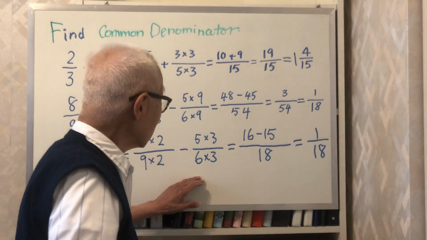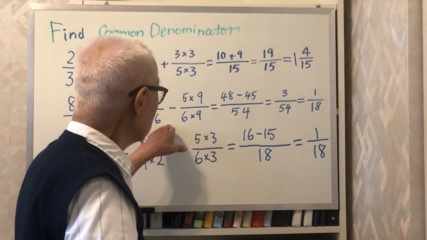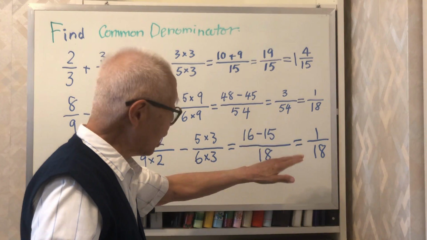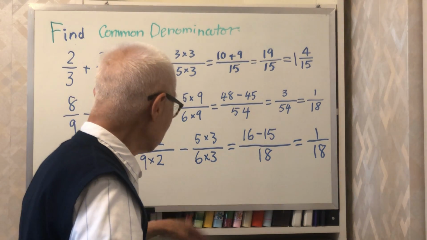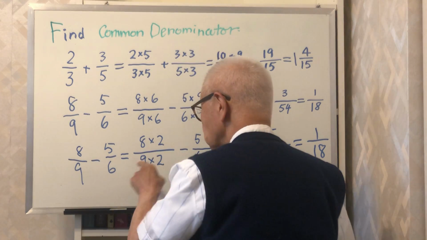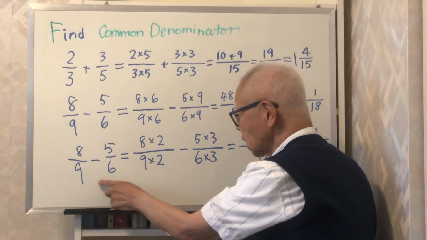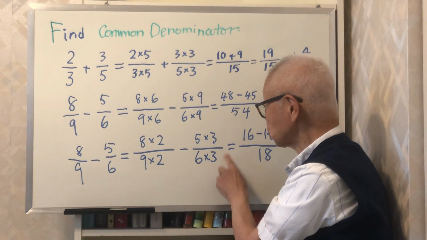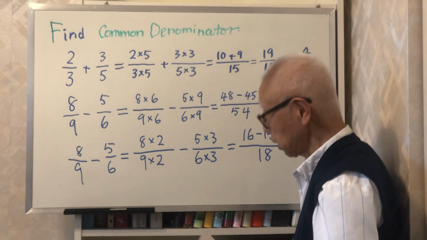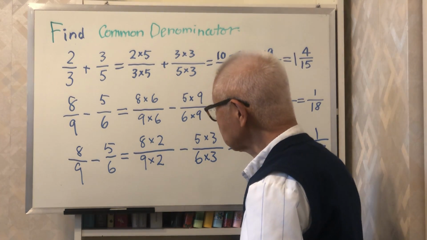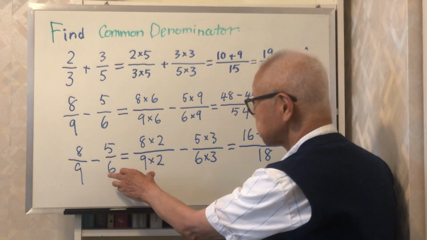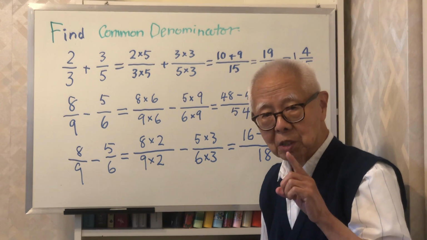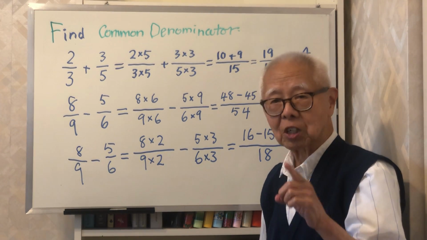You see? My common denominator 54 is too big. Actually, my common denominator is 18. So this is how you do this. Instead of the product of 6 and 9, I multiply 9 by 2 and multiply 6 by 3. I got 18 as my common denominator. But this is by inspection. By inspection, you can find that the common denominator is 18.